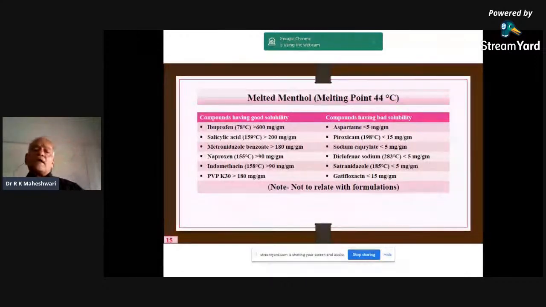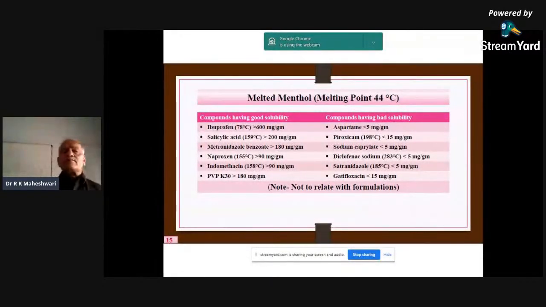We are discussing one of the components, which is menthol. Melting point is 44 degrees centigrade. If you melt this menthol, which is solid at room temperature, and look at the solubility, the left-hand column says that for ibuprofen, salicylic acid, metronidazole benzoate, etc., it is a good solvent. One gram of melted menthol dissolves 600 milligrams of ibuprofen, 200 milligrams of salicylic acid, like this. So for these compounds, it is a good solvent.